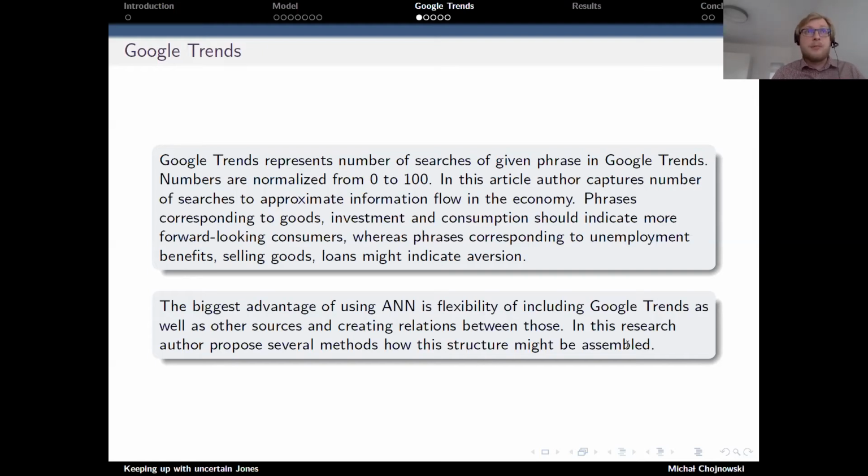So for the car market, it's going to be the make. It's going to be how many people are actually looking for a loan, for a car loan especially. But on the other hand, if people are looking for unemployment benefits and for possibilities to sell their goods, it might suggest that those people struggle financially and they will not buy a car.